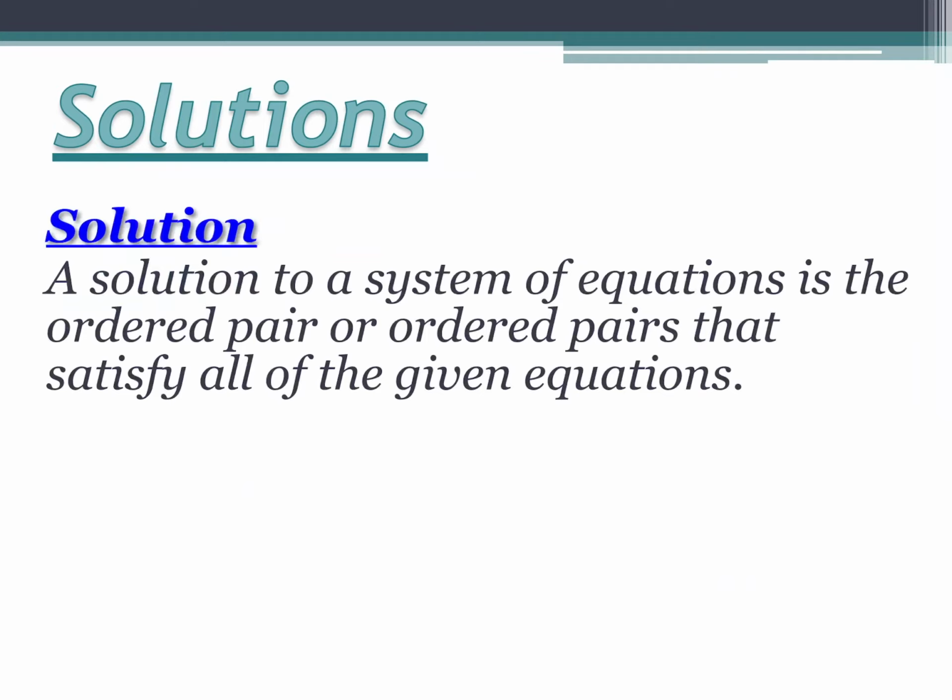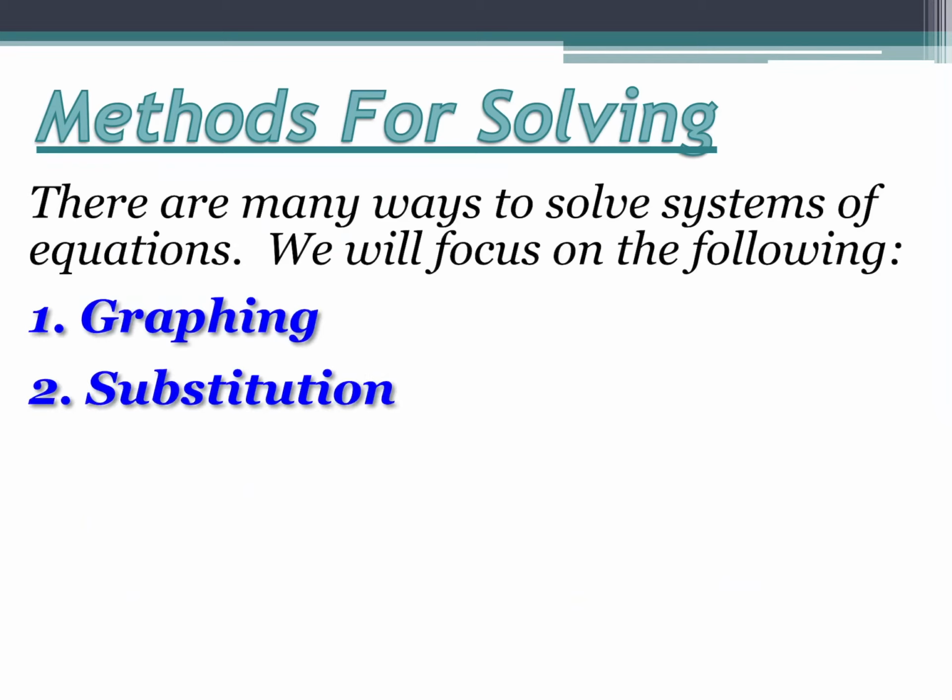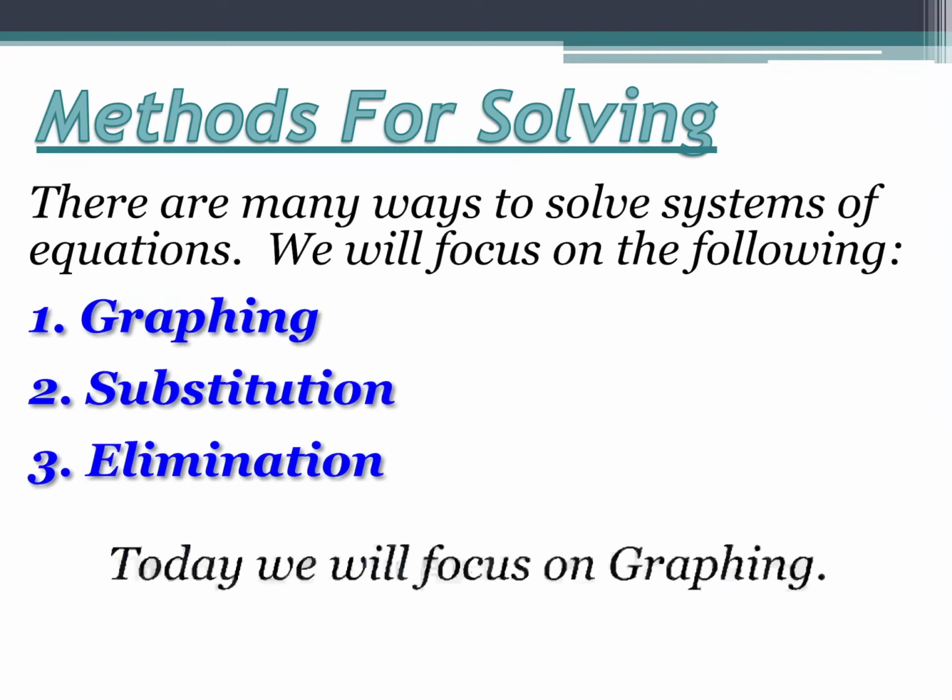The solution to a system of equations is the ordered pair, or it can be multiple ordered pairs, that satisfy all of the equations. That means when an ordered pair is plugged into both equations, they result in a true statement. We have 3 methods for solving systems that we're going to look at in this unit: graphing, substitution, and elimination. Today we're just going to focus on graphing.